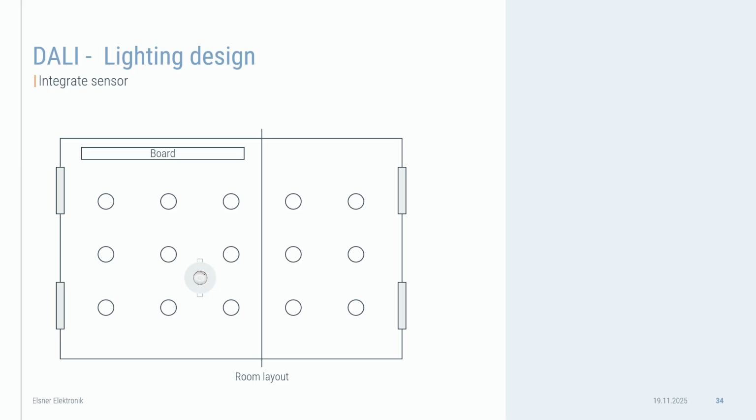In addition, the light groups near the window can be switched off when a brightness level is reached. This provides an excellent way to save energy in the room. Here you see the two groups of the lighting again.